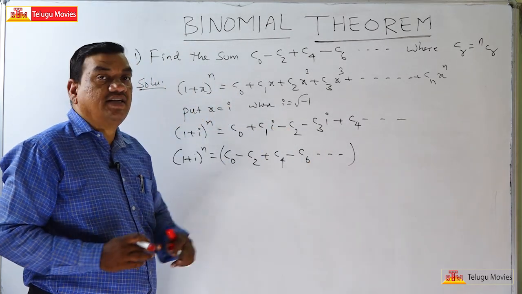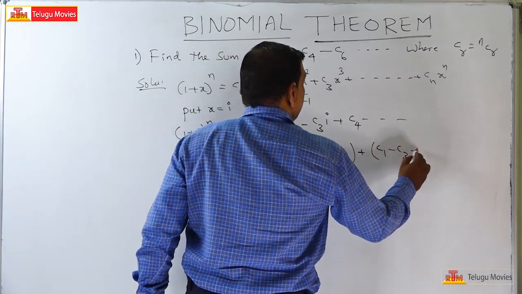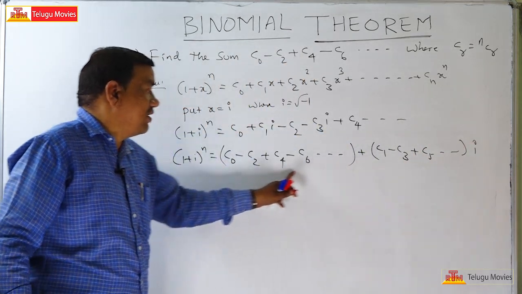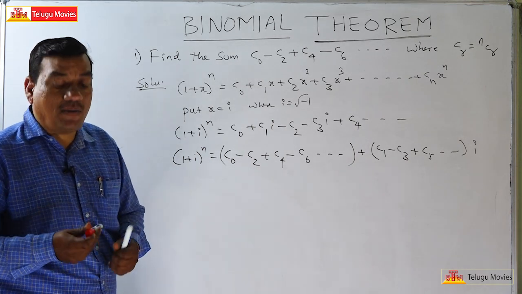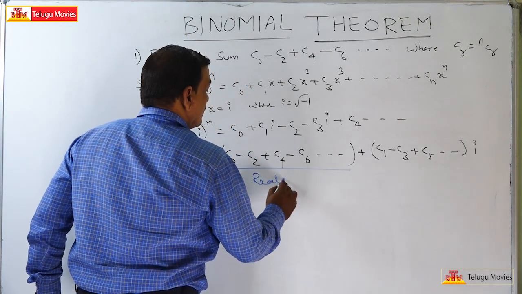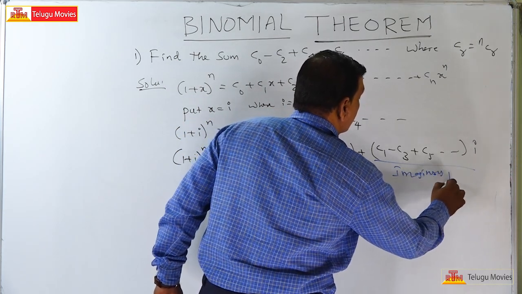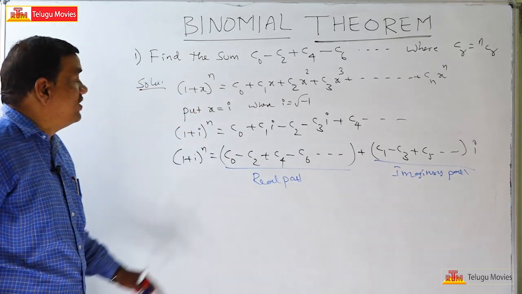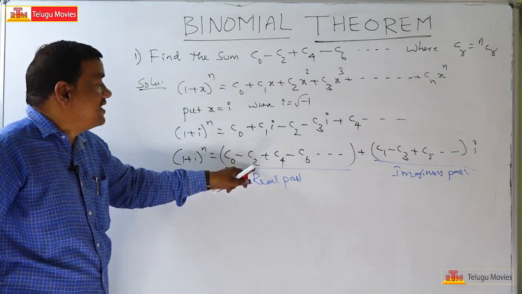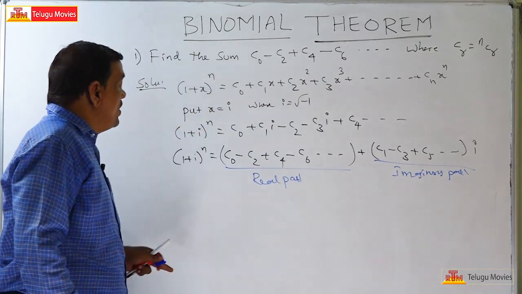Here i is there, so take i common outside: C1 minus C3 plus C5, and so on, times i. Understand? So this is the real part and this is the imaginary part. Now, what do we want? We want the real part of (1 plus i) whole to the power of n, that is C0 minus C2 plus C4 minus C6, and so on.